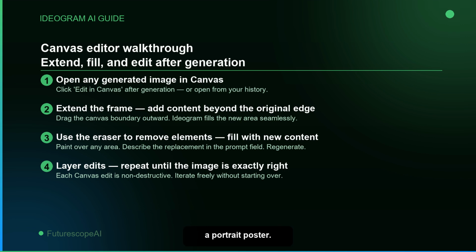Step 3. Use the eraser to remove any element you want to replace. Paint over the area, describe what should replace it in the prompt field, and regenerate. Step 4. Layer your edits. Each canvas operation is non-destructive, you can iterate repeatedly without losing your starting point.